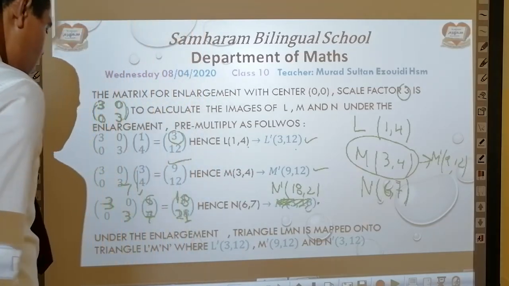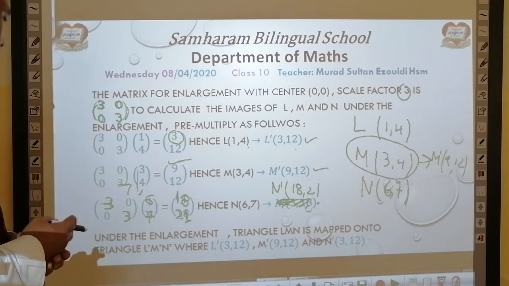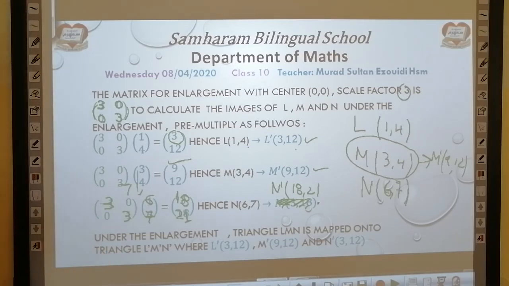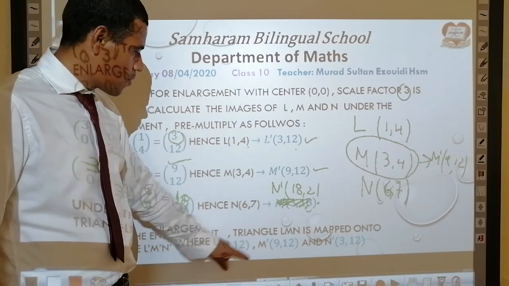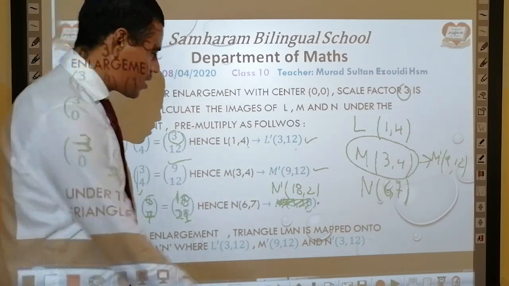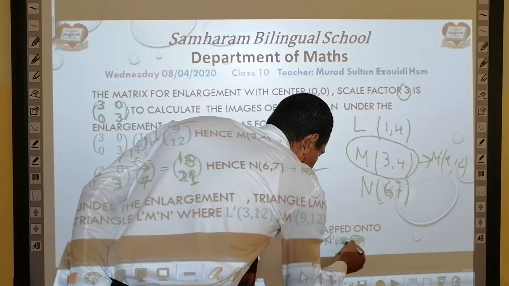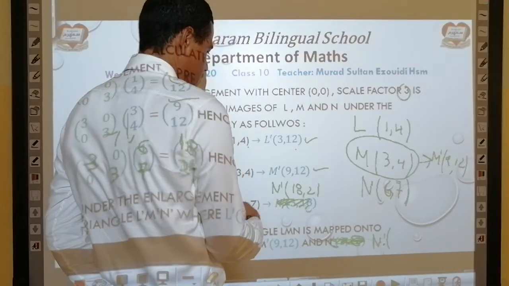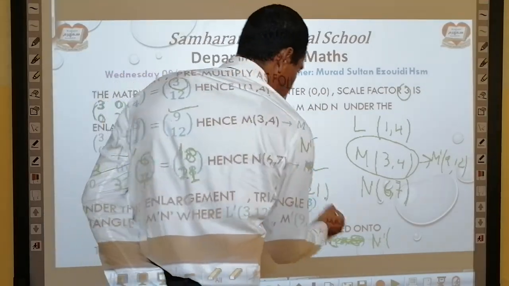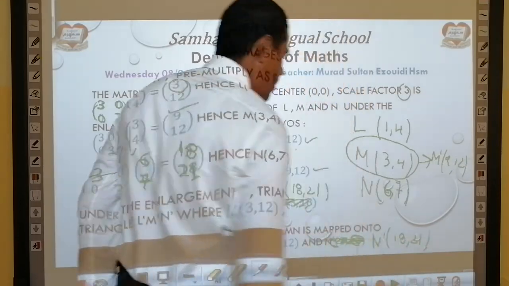Now you can write down that in the enlargement, triangle LMN is mapped into triangle L prime M prime N prime, where L prime is 3, 12, M prime is 9, 12, and the last one, N prime, has coordinates 18, 21. Okay?